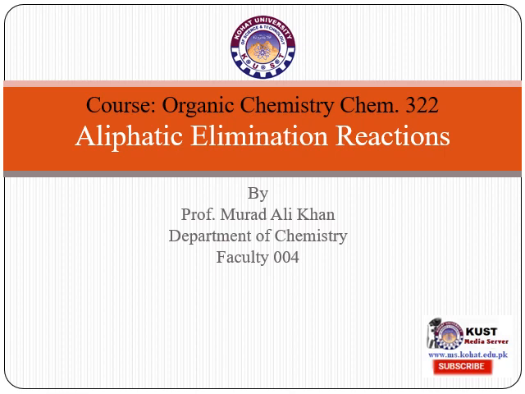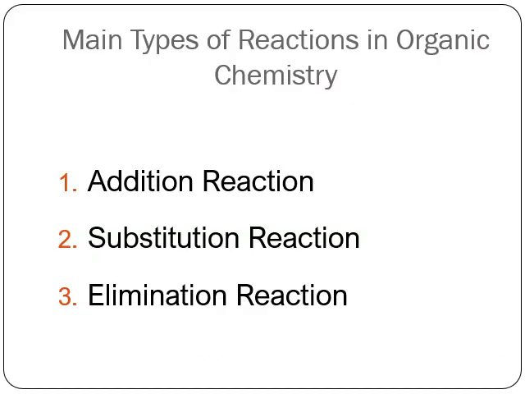Before going on to discuss the aliphatic elimination reactions, we want to know what elimination reactions are and how they work. There are many types of reactions in organic chemistry, but the main classes of organic reactions are addition reaction, substitution reaction, and elimination reaction. The other classes of reactions are mainly derived from these three basic reactions of organic chemistry.